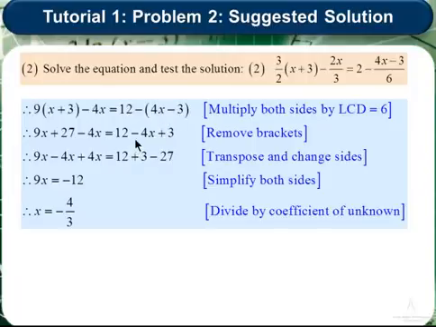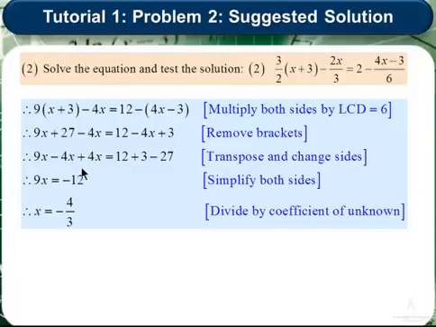The next step would be to move all the unknown terms containing the unknown x to the left hand side and the constant terms to the right hand side, that is transposing to the respective sides and also changing the signs appropriately if you do so. So 27 becomes minus 27 on the right, and for example minus 4x on the right becomes plus 4x on the left hand side.